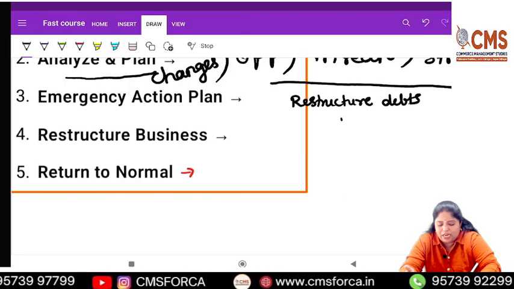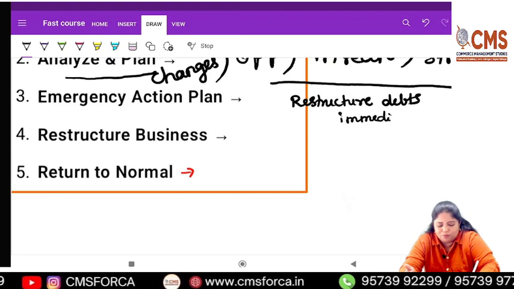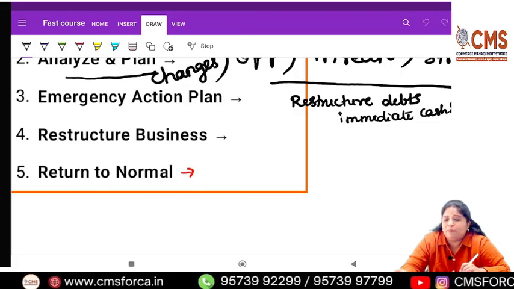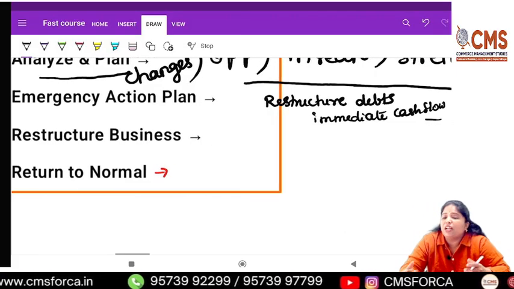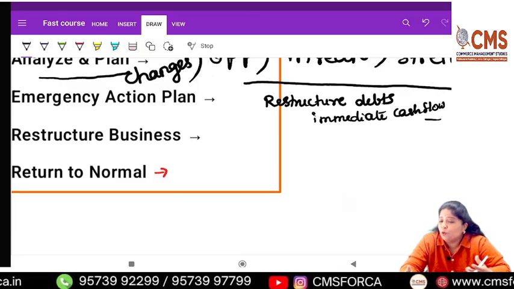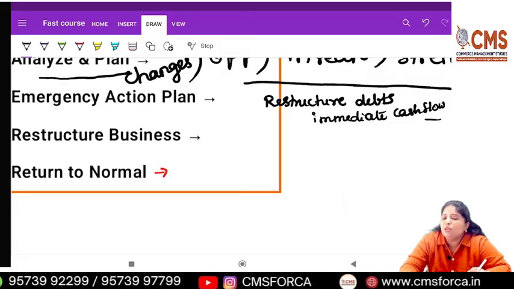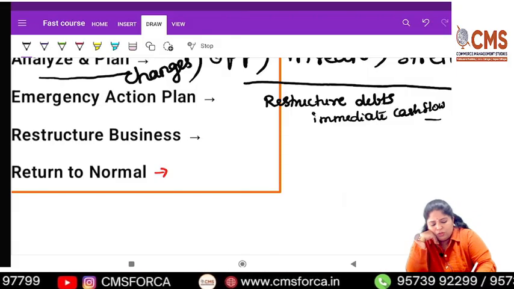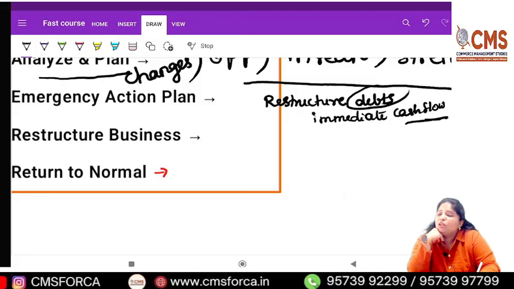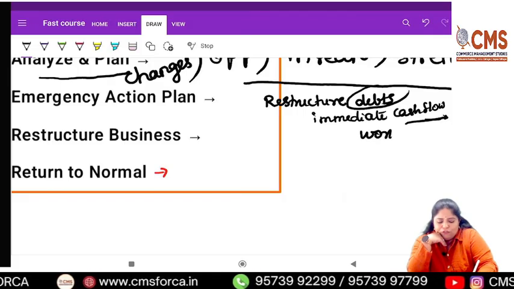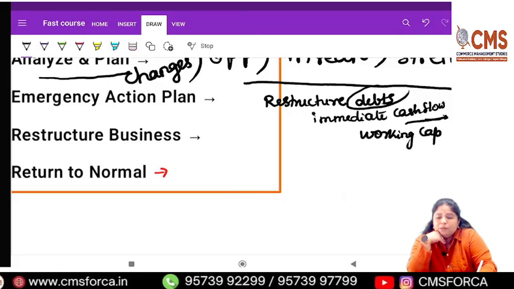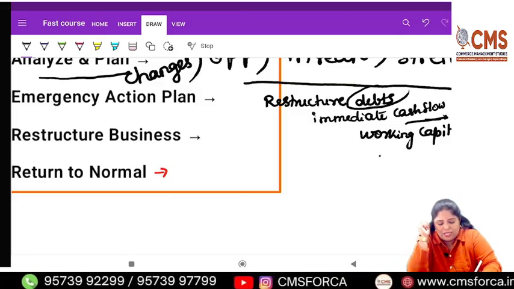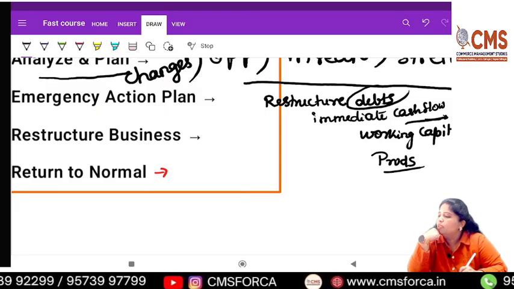You will try to generate immediate cash flow. You will try to improve your working capital. You try to improvise your products. Now, how do you improvise your products? See, you are going to restructure your debts. You are going to improve your cash flow. You are going to focus on improving your working capital. And the most important one is you will focus mostly on product.